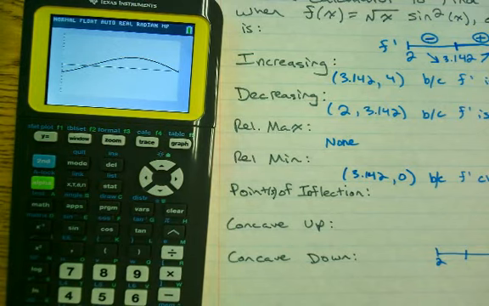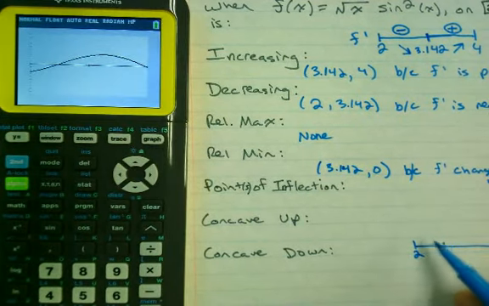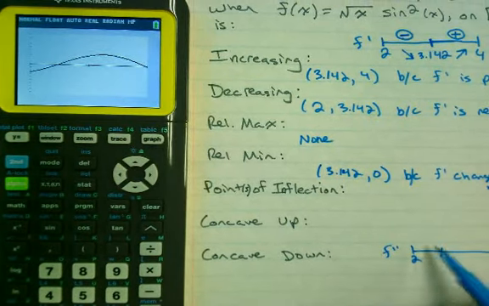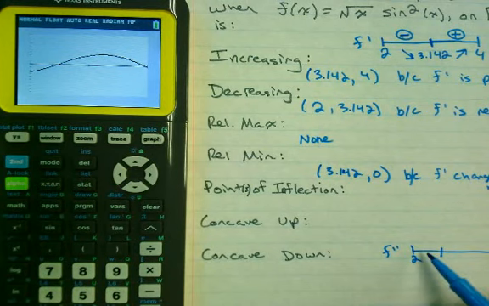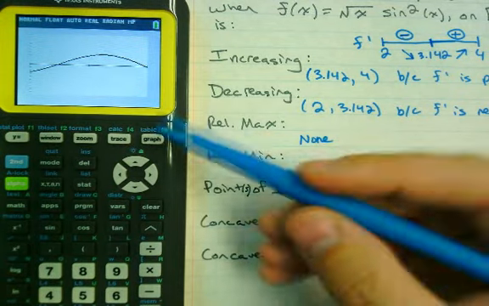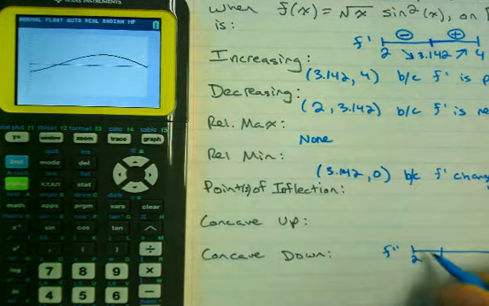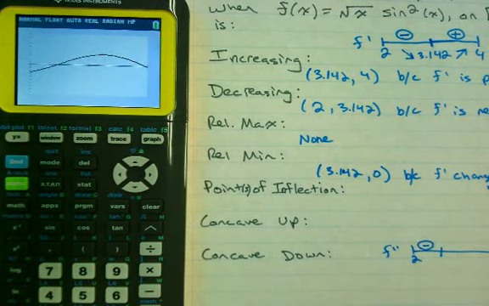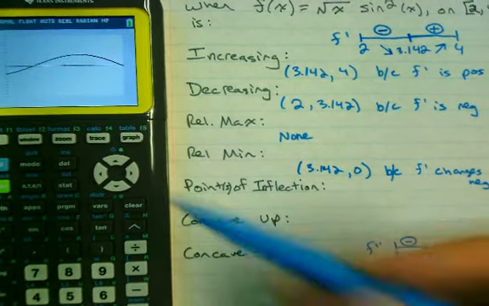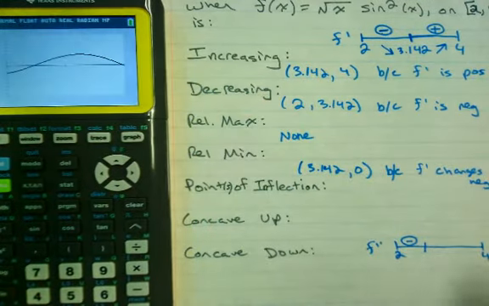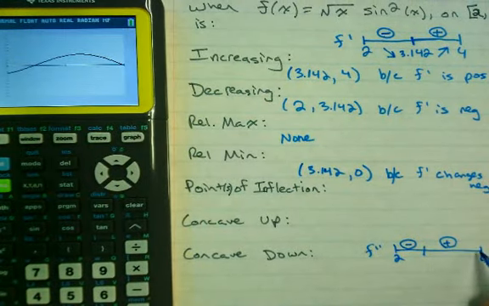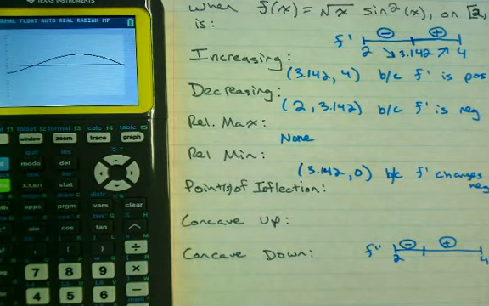Okay? So before I even type anything in, this is F double prime. Between 2 and this number, is F double prime positive or negative? Look at the graph. Is it above or below the x-axis? It's below, so it's going to be negative. And then after that, it's going to be positive. And then I still don't know if I'm going to have a little guy right there or not. So let's go through this.